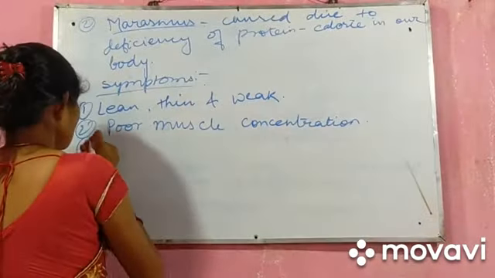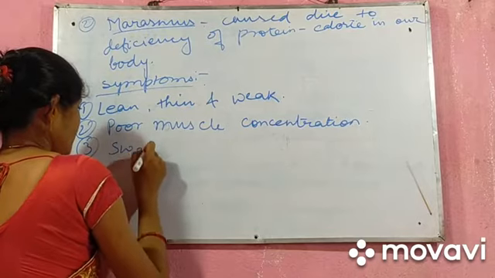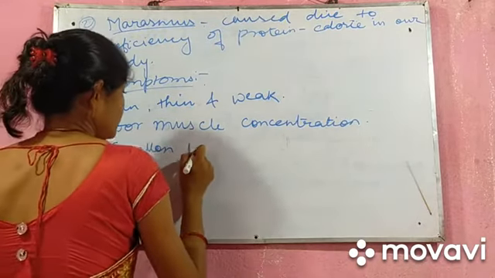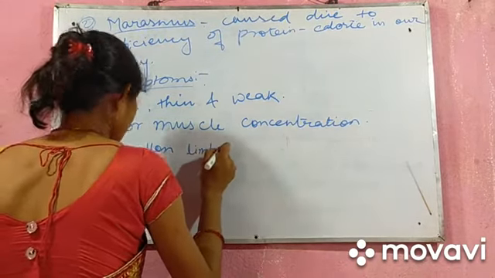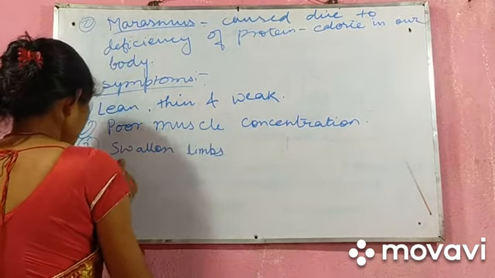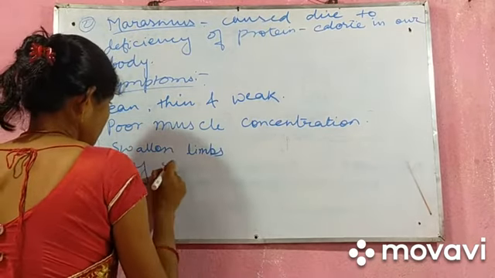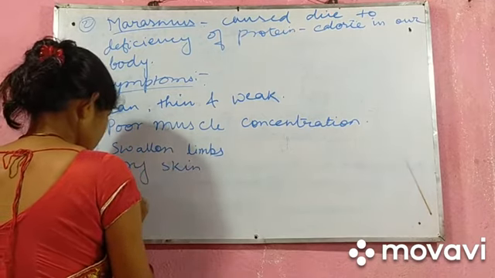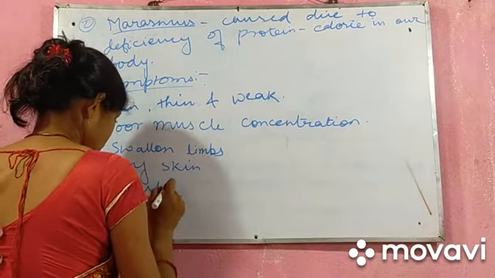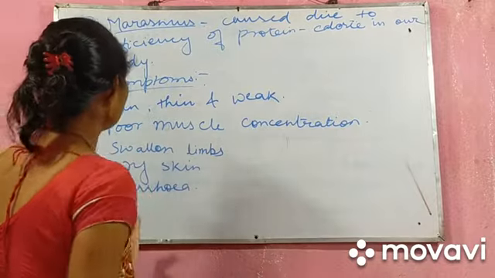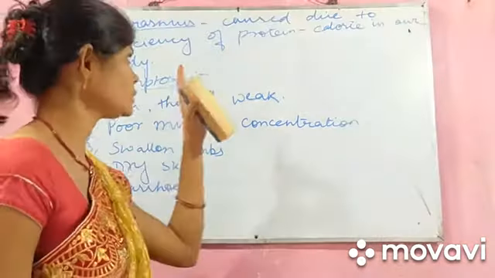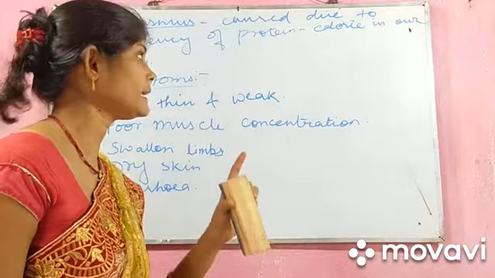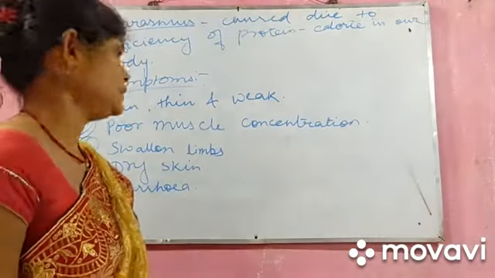Their limbs will become swollen limbs. Number 4, dry skin. And number 5, diarrhea. So these are the symptoms of the disease marasmus. This disease is caused by the deficiency of protein and calorie in our diet.